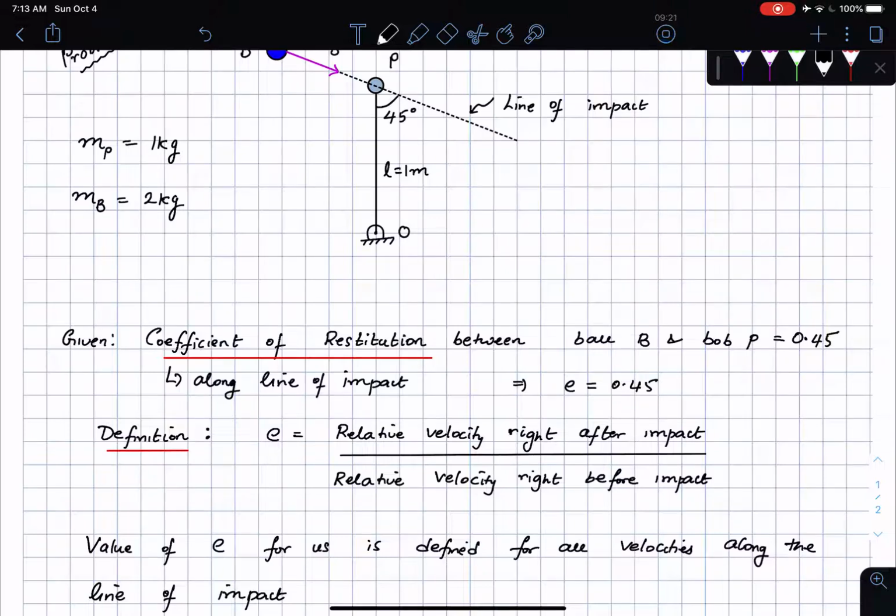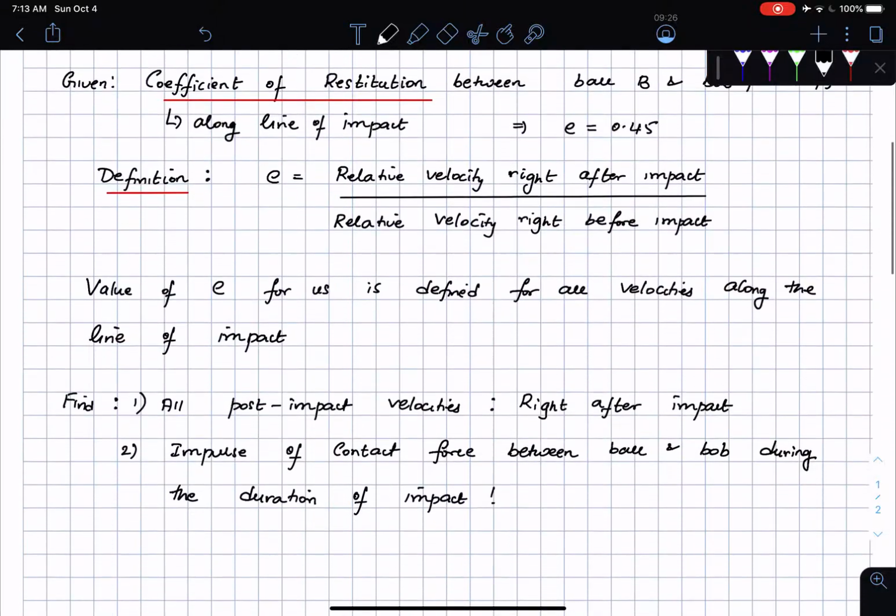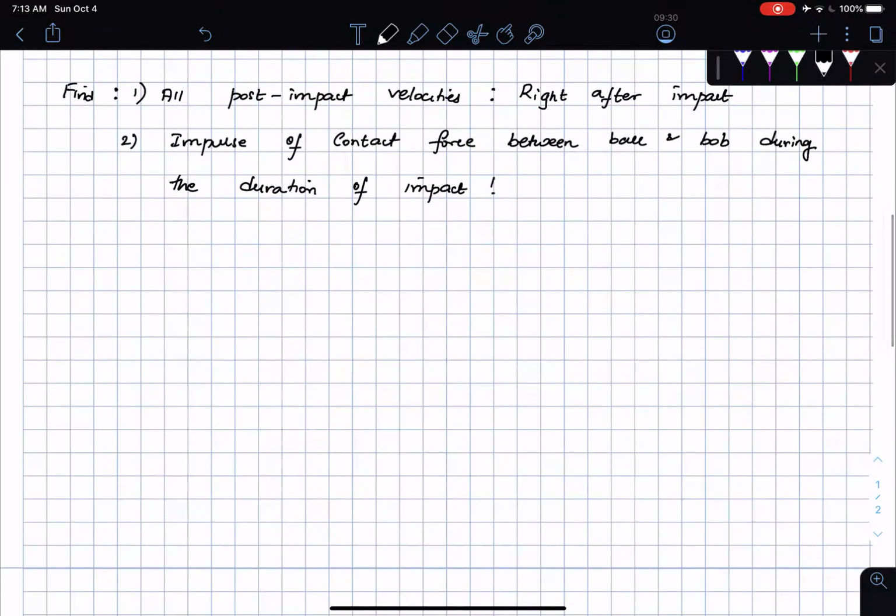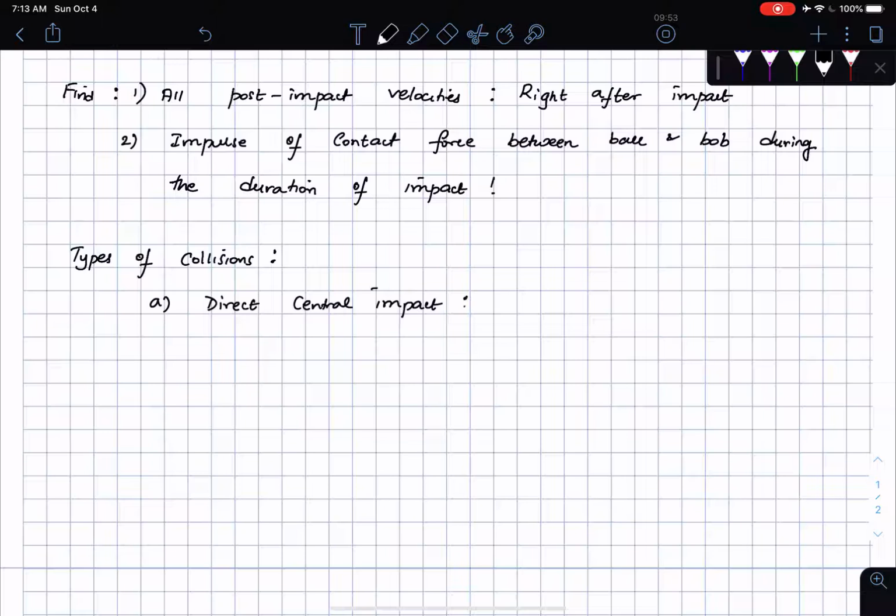Okay, all right, so let's go to the problem. Before we start the problem, we need to see what type of impact this problem is. There are typically two types of impacts, or types of collisions. There is a direct central impact. In direct central impact, the pre-impact velocities of the impacting bodies are along the line of impact.